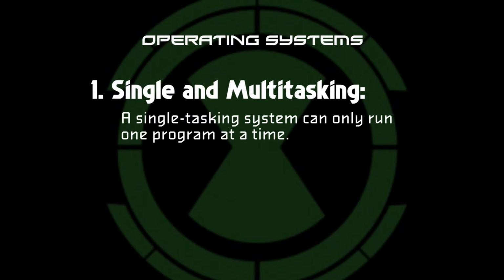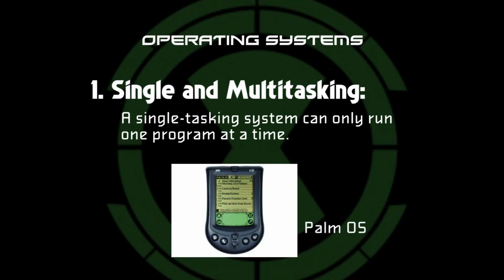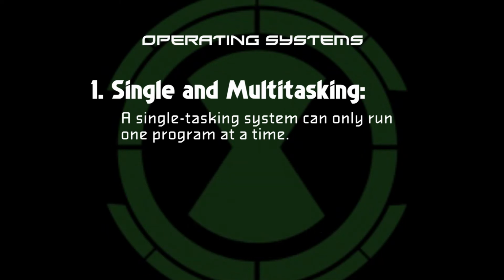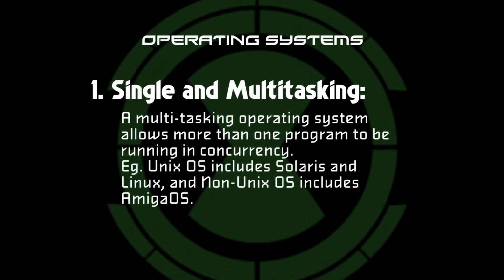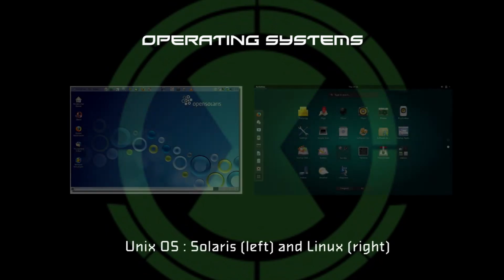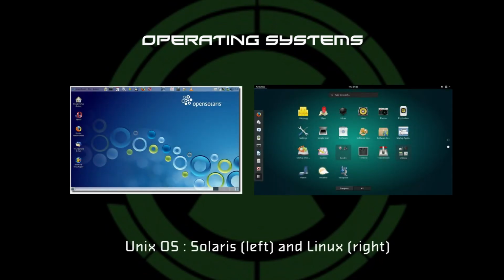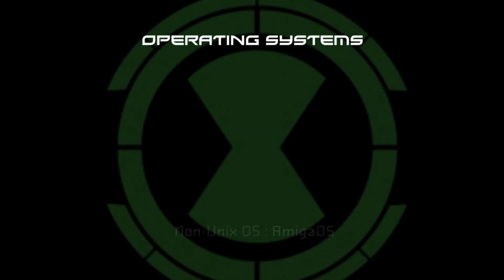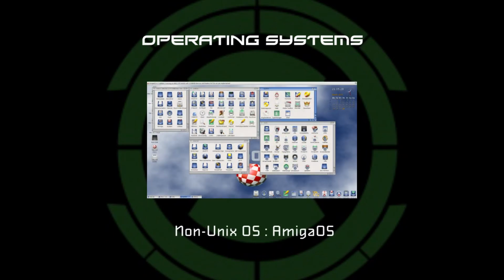A single tasking system can only run one program at a time, for example Palm OS, a type of mobile device operating system, which is now discontinued. While a multitasking operating system allows more than one program to be running concurrently. Unix-like operating systems, such as Solaris and Linux, as well as non-Unix-like, such as AmigaOS, support preemptive multitasking.